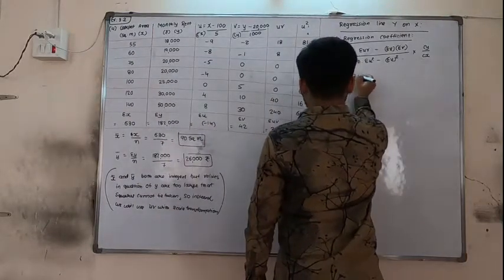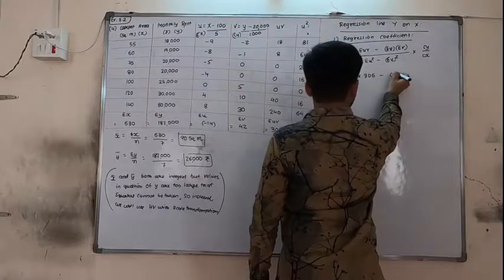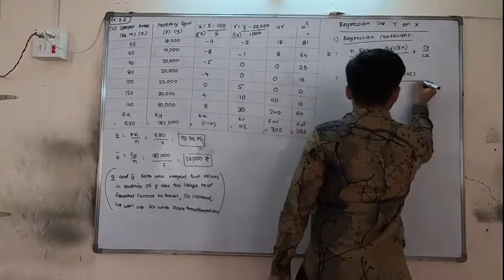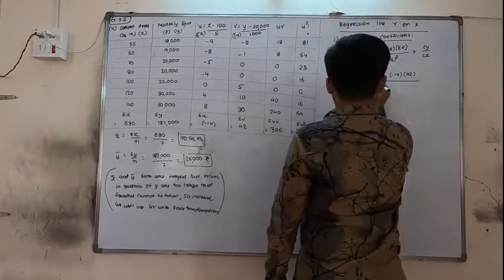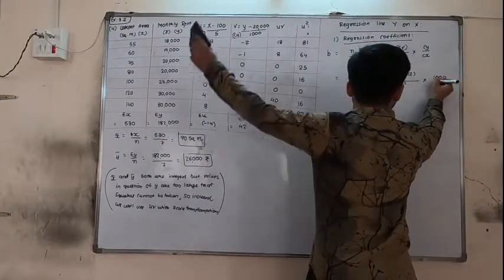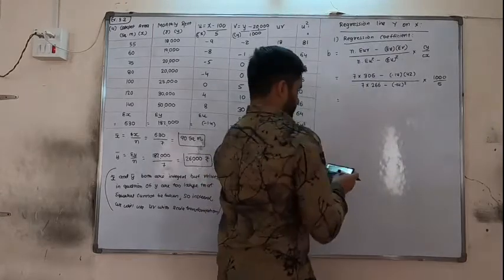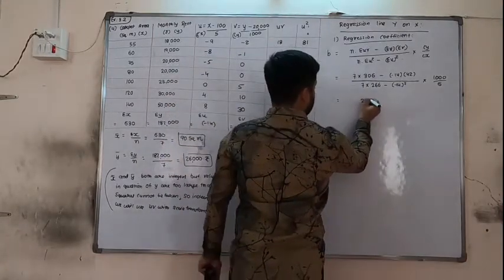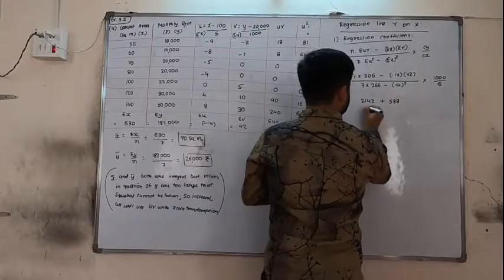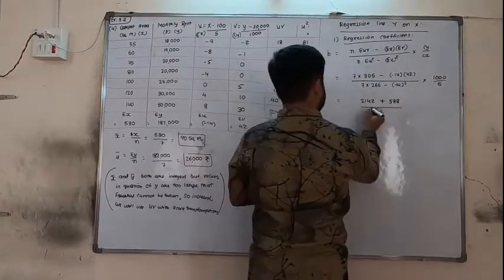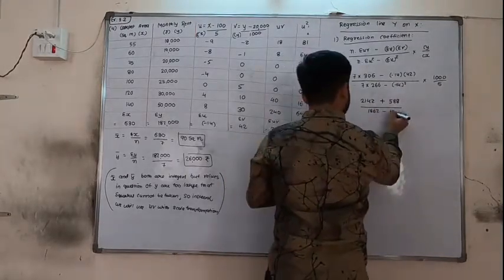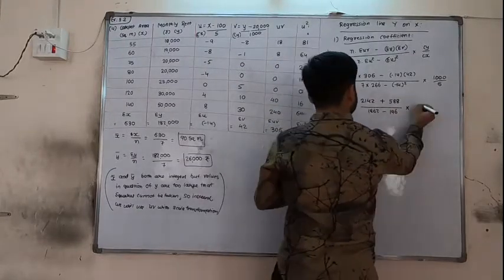Okay, n is 7, sigma uv is 306, sigma u is minus 14, sigma v is plus 42, divided by n is 7, sigma u square is 266, minus sigma u whole square, minus 14 whole square, cy is 1000, cx is 5. So 306 into 7 is 2142, minus minus plus 14 into 42 is 588, divided by 7 into 266 is 1862, and minus 14 square is plus 196, multiply 1000 by 5 is 200.